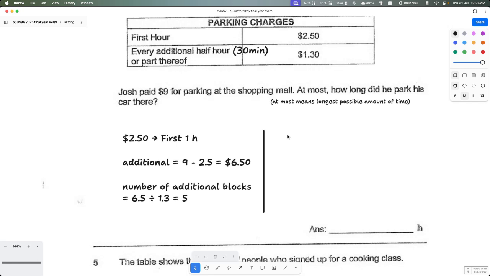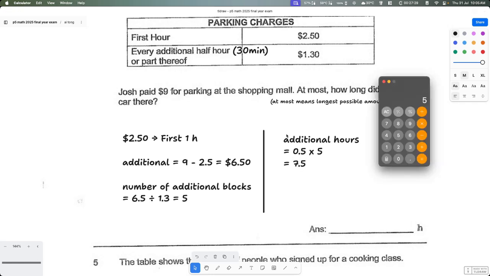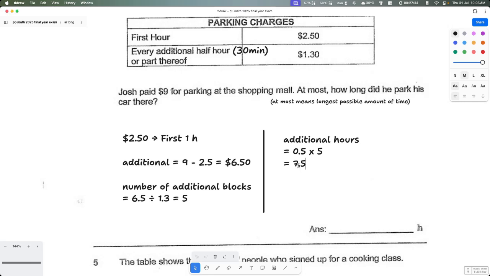so 30 minutes. So in this case, we can say here, additional, I would say hours. So half hour is basically 0.5. So 0.5 times 5, and this will give us 7.5. Use our calculator again. Love using calculators because it will give me the correct answer. Wait, 2.5, not 7.5. That's 2.5 hours, right? So total hours is equal to 1 plus 2.5, which is 3.5. There you go. So that's the answer, 3.5.